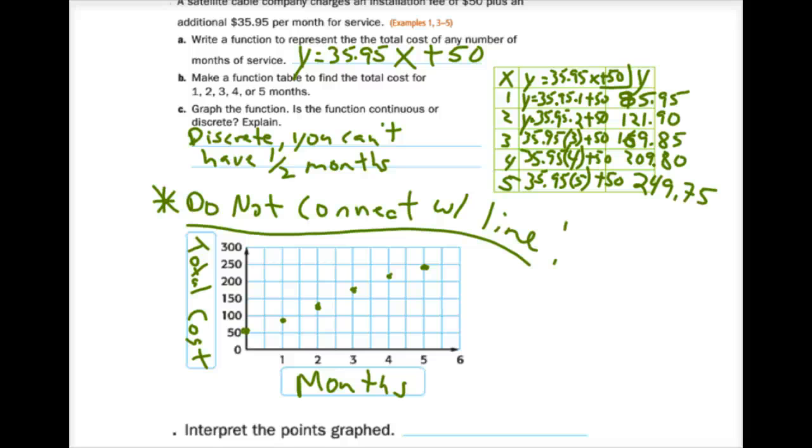All right. Any questions, guys, on what you're doing? Is this anything different than we've done in the past? No. It's just in tables and graphs. Very funny.